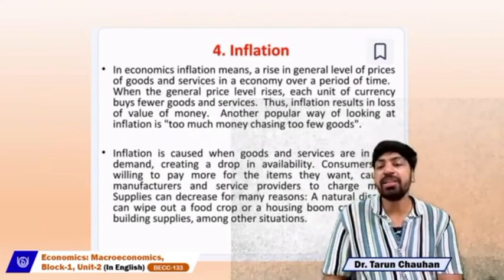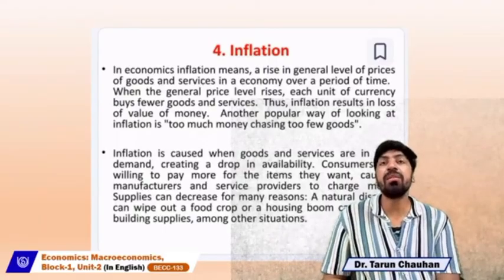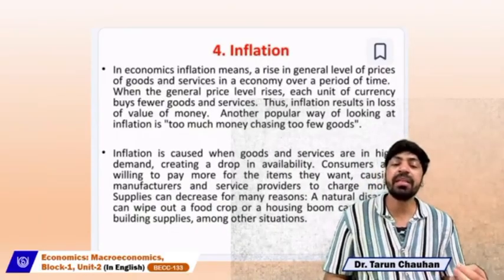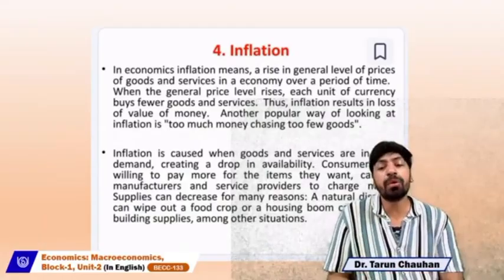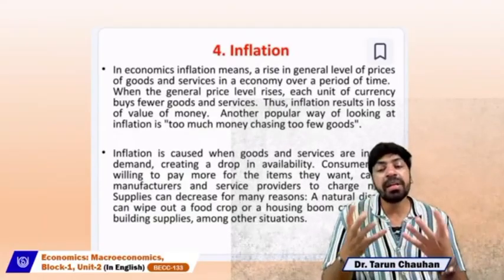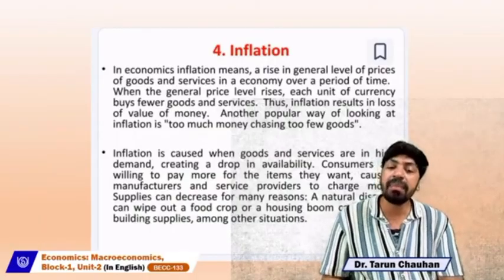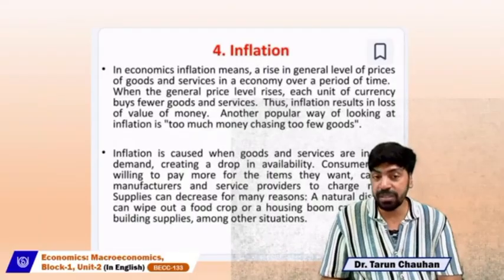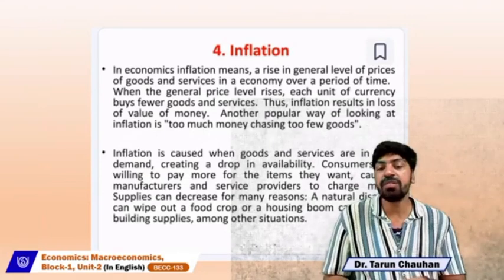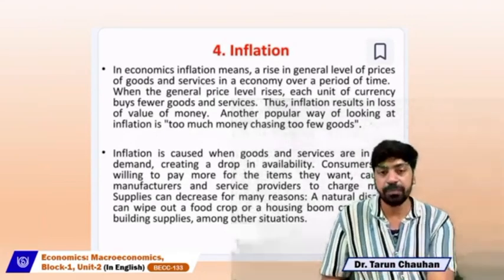One of the major examples of inflation is a natural disaster, which can decrease a food crop. Or in housing, an apartment boom can exhaust the building supplies, and other situations as well. That's the overview of inflation, which is one of the main key macroeconomic variables.